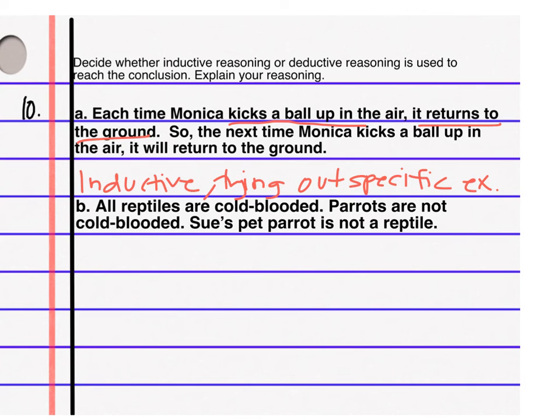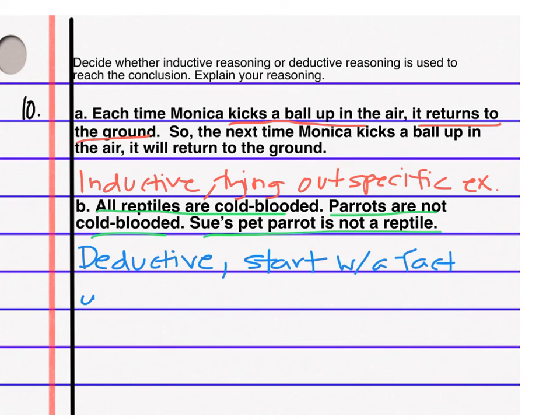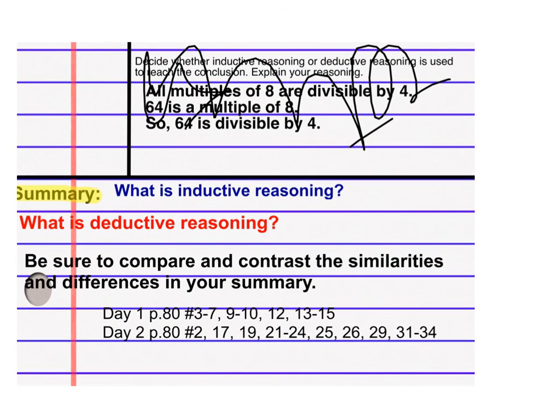Okay, B, we're starting with all reptiles are cold-blooded. Parrots are not cold-blooded, so Sue's parrot is not a reptile. So what are we using there? This is deductive, right? We start with a fact or definition and make a specific conclusion about Sue's parrot.